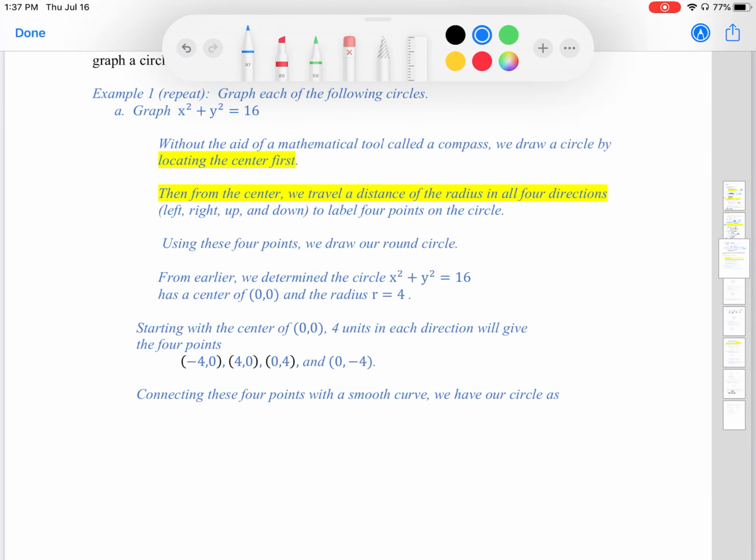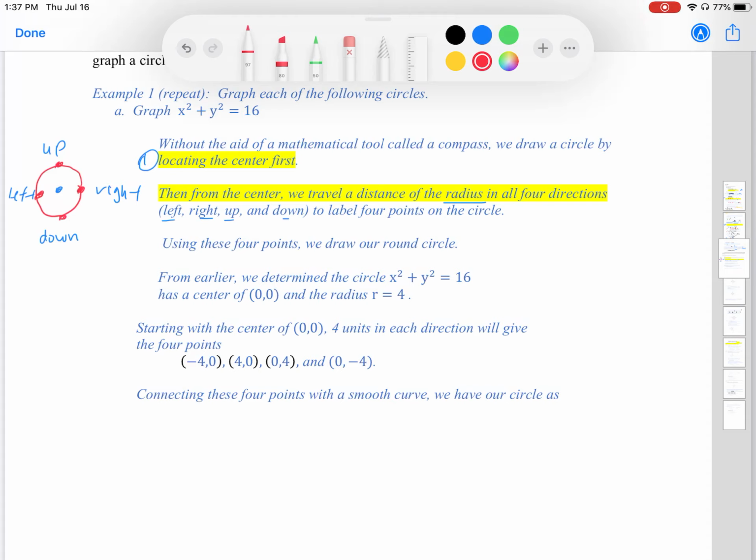So let's graph our circle. Without the aid of mathematical tools called a compass, we draw a circle by locating the center first. Then from the center, we travel the distance of the radius in all 4 directions: left, right, up, down. So we have our center, we go up, down, right, and left. And that would give me enough points to figure out how my circle is supposed to look like.